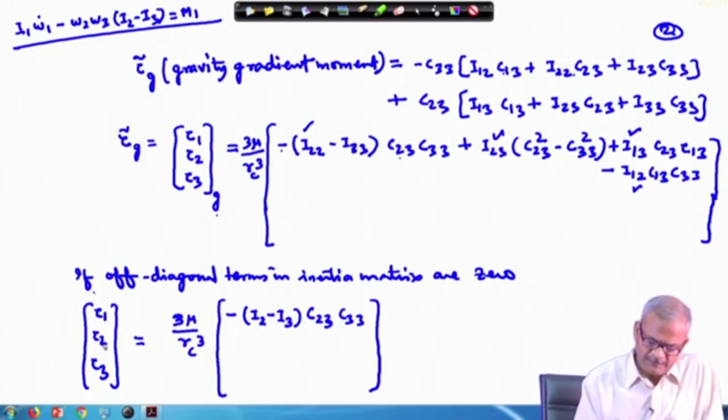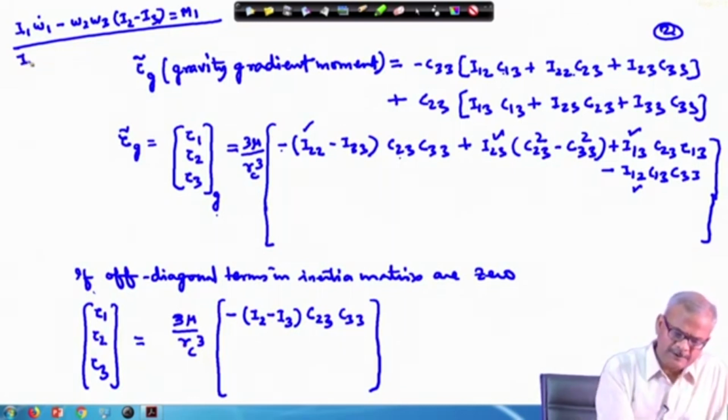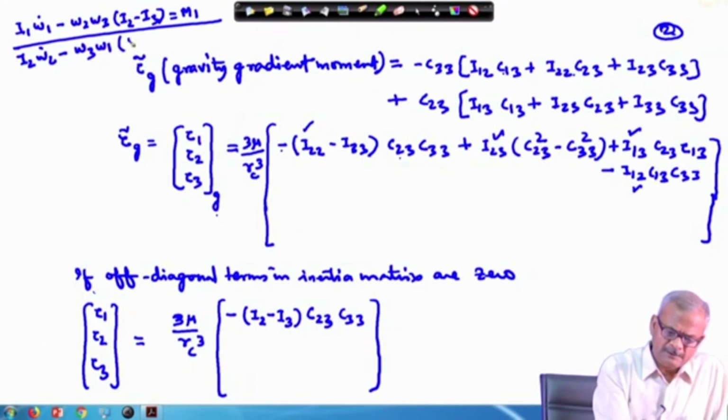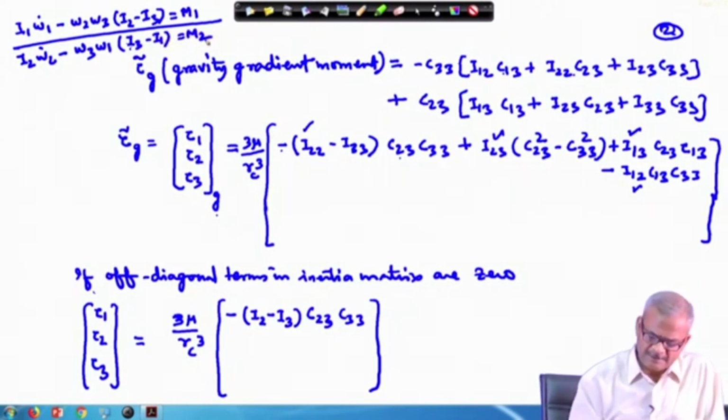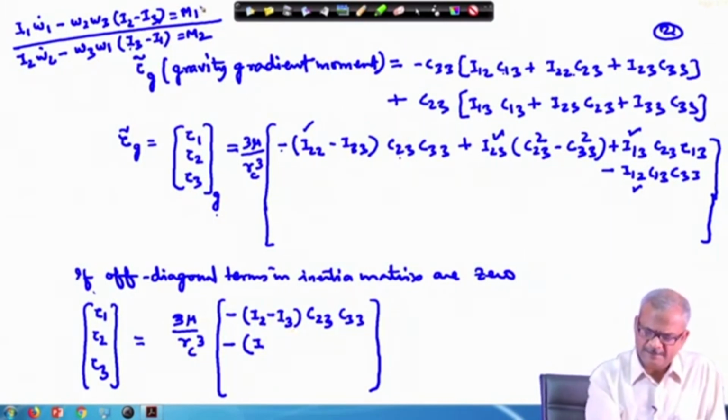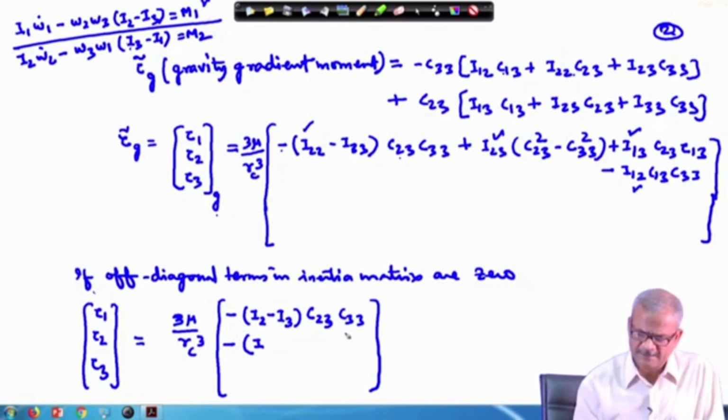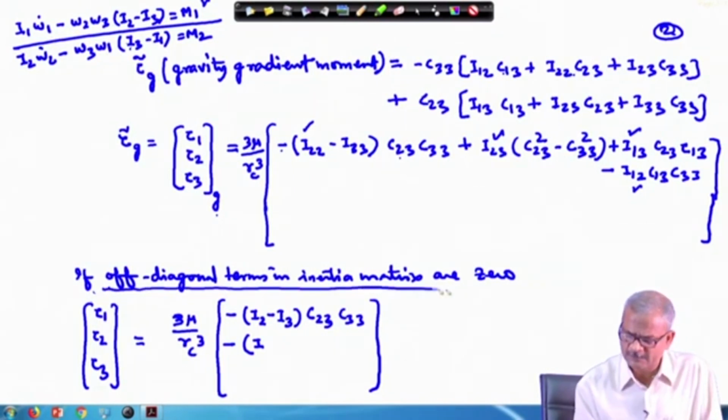In the same way, if we have to write for tau 2, you remember that I2 times omega 2 dot minus omega 3 omega 1 times I3 minus I1 equals M2. So, on the right hand side the term that appears will be exactly the same thing, here I2 minus I3, see here I2 minus I3. Okay. So, on the right side we are writing this moment equation, so the moment term appears like this. You need not memorize this, if you know how to write the left side. So, the right side you can write provided the off diagonal terms are 0.